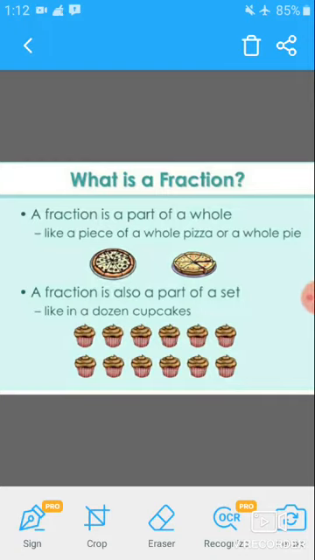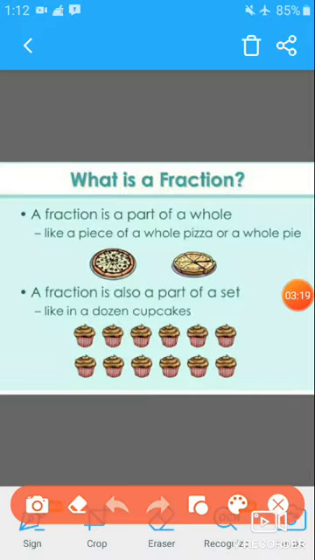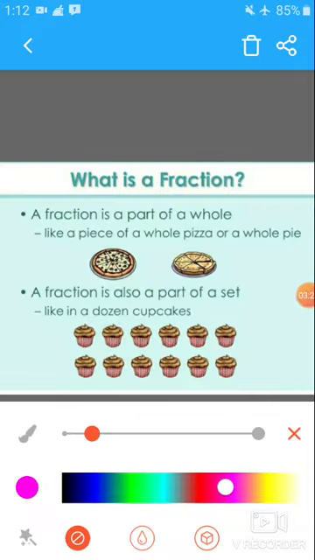So students, now I am going to take an example of pizza or a pie. So do you like to eat pizza and pie? Yes, I know. You like the most. So here, like a piece of a whole pizza or a whole pie. Students, look here. This is a whole pizza and this is a whole pie. A fraction is also a part of a set, like in a dozen cupcakes.